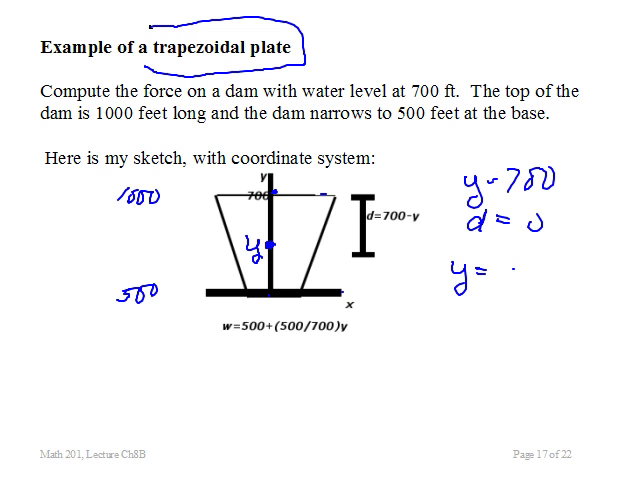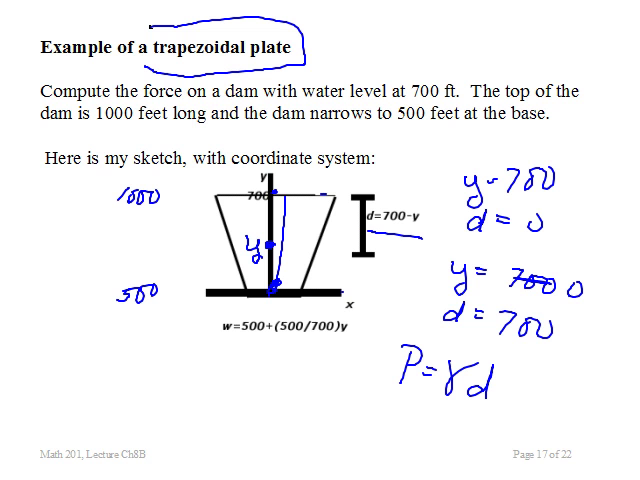When y equals 0, then d equals 700, because you'd be down here at the bottom, which is under 700 feet of water. So this is the depth of the water, which I need for my pressure calculation. Remember, pressure is going to be gamma times depth. And now I need to know the width.